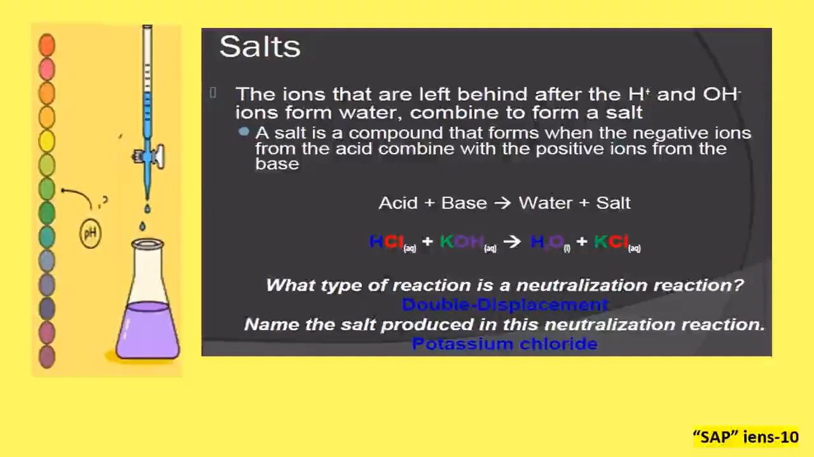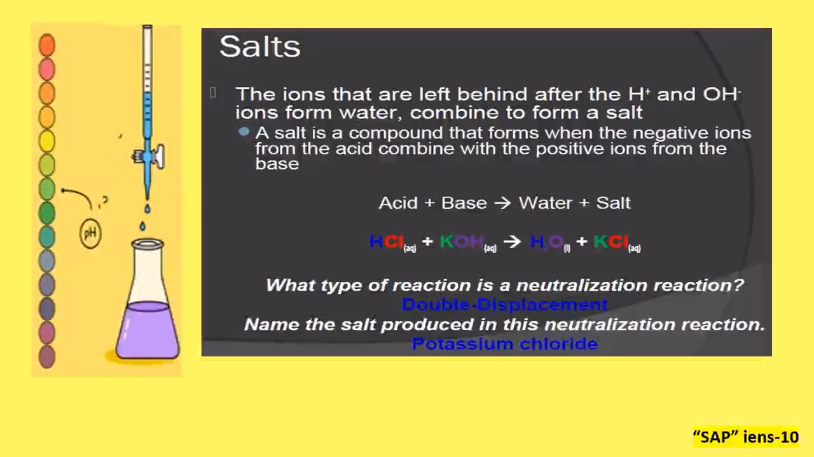Salts. The ions that are left behind after the H plus and OH minus ions form water combine to form a salt. A salt is a compound that forms when the negative ions from the acid combine with the positive ions from the base. Acid plus base gives water plus salt. Example: hydrochloric acid plus potassium hydroxide gives water plus potassium chloride. That is HCl plus KOH gives H2O plus KCl.